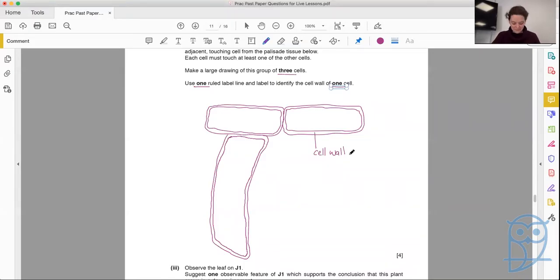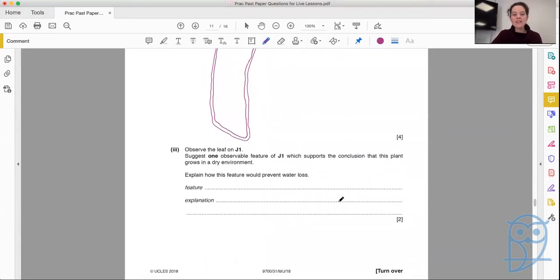Okay, so let us move on. Observe the leaf on J1. Another one again. Okay, so suggest one observable feature of J1 which supports the conclusion that this plant grows in a dry environment. Explain how this feature would prevent water loss.